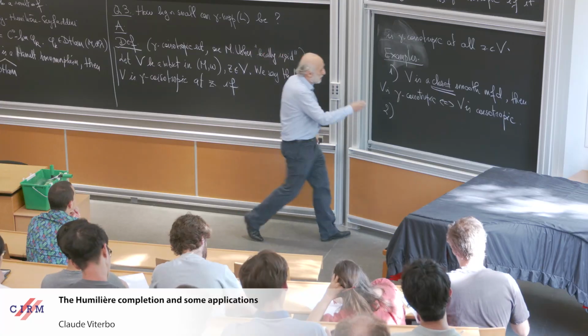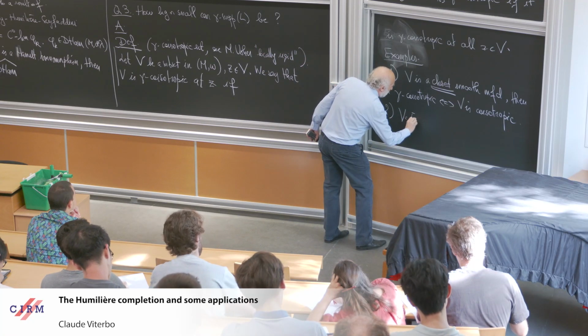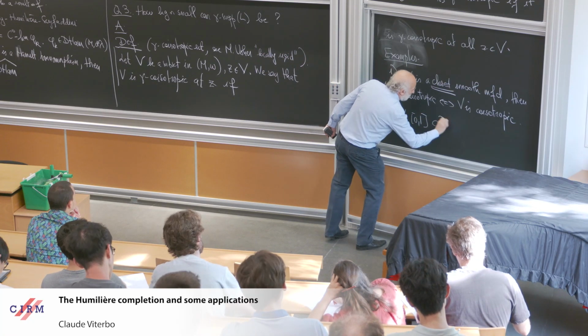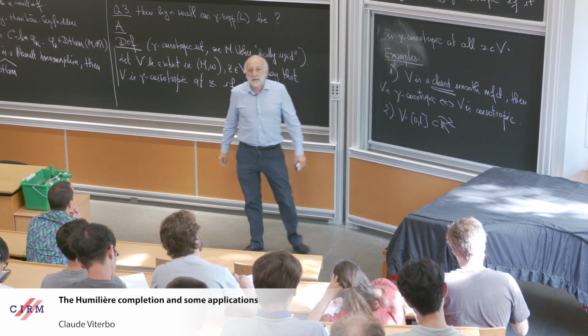Okay. Let's look at a very simple case. V is 0, 1, the interval 0, 1 in R square. Okay.